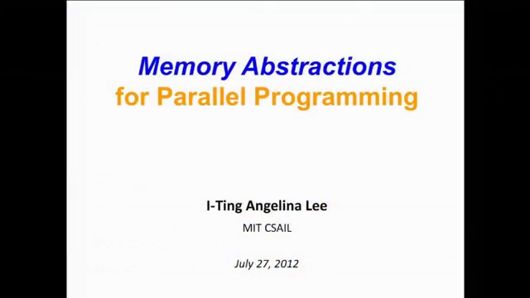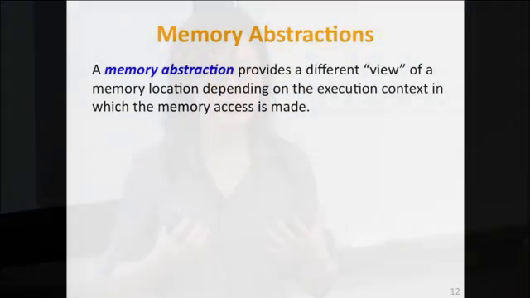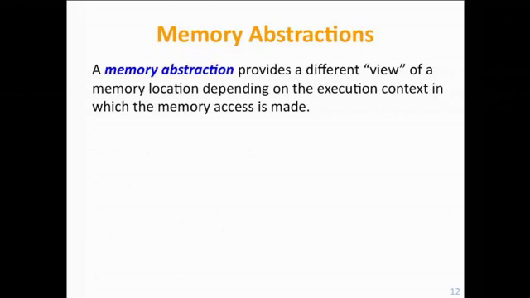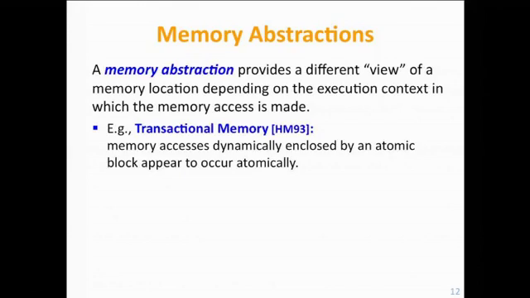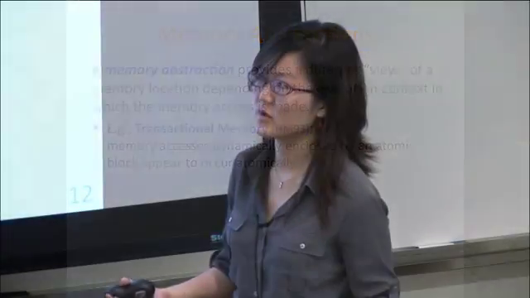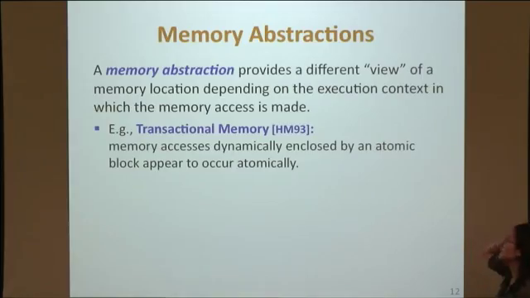Which brings us to the topic today, memory abstraction. I believe a properly designed memory abstraction can help ease the task of parallel programming. So what do I mean by memory abstraction? A memory abstraction is an abstraction layer that runs between the user program and the underlying memory, such that it provides a different view of the memory depending on the execution context in which the memory is accessed. To make it a little more concrete, for example, I consider transactional memory a memory abstraction, because memory accesses dynamically enclosed by an atomic block appear to occur atomically.